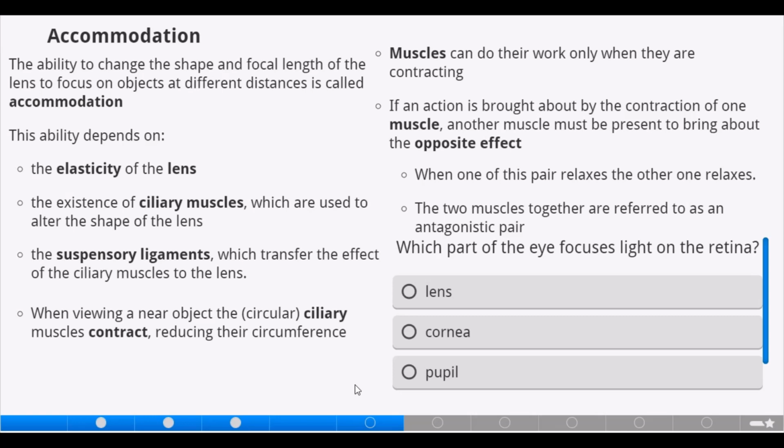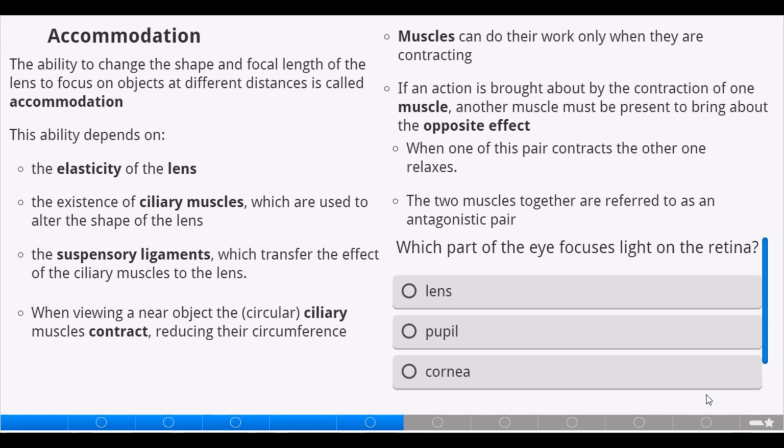Muscles can do their work only when they are contracting. If an action is brought about by the contraction of one muscle, another muscle must be present to bring about the opposite effect. When one of these pair contracts, the other one relaxes. The two muscles together are referred to as an antagonistic pair.